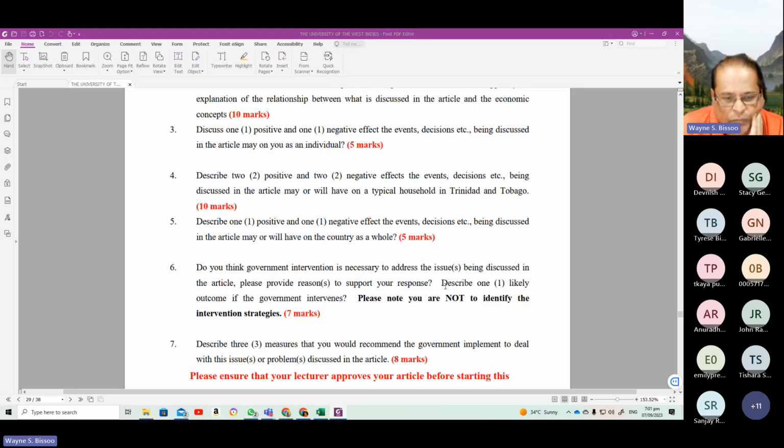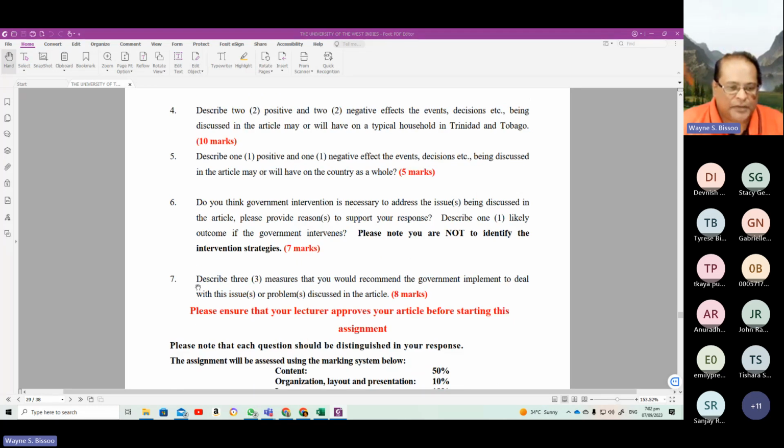And you have to describe why they should go about doing that, the likely government intervention. Describe 1 likely outcome if government intervenes. All right, so respond to those questions. And then here, question 7, describe 3 measures that you would recommend the government implement to deal with the issue or the problem being discussed in the article. All right.